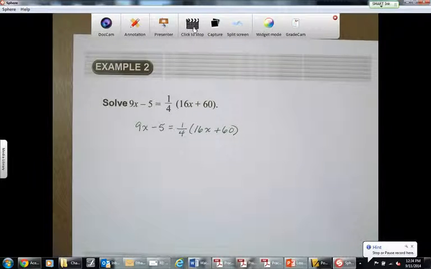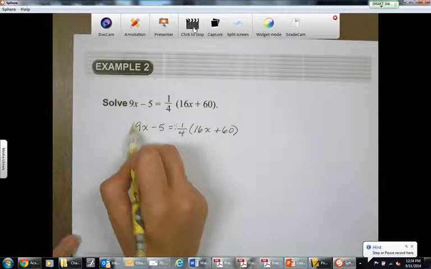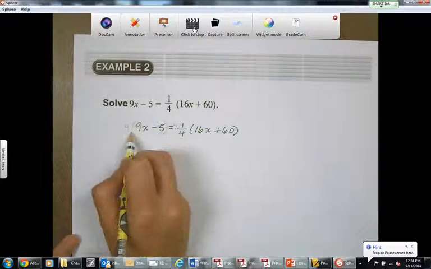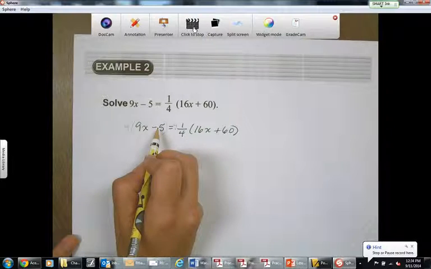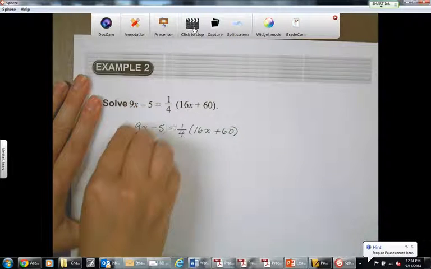Okay, now let me show you something else too. There's nothing wrong with what Jawan said other than 4 does go into 60. But if you want to multiply by the reciprocal, I'm going to do it in pencil so you can see. If I multiply this side by 4/1, then I have to come over here and multiply this whole side, which means I'm going to have to distribute. There's nothing wrong with that. You can do that if you want. But probably what I would do is go ahead and distribute the 1/4 because it will go into 16 and 60. But you can do it however you want.